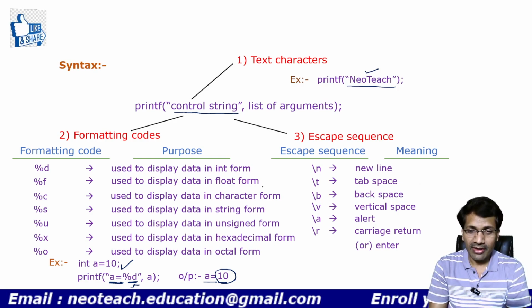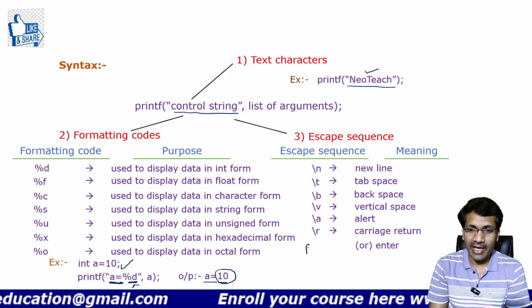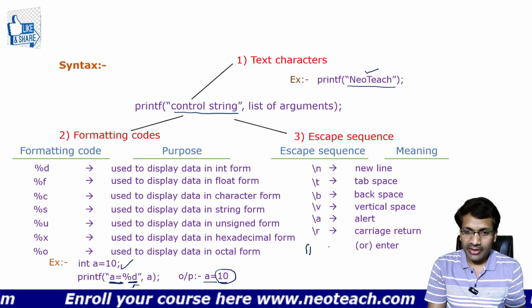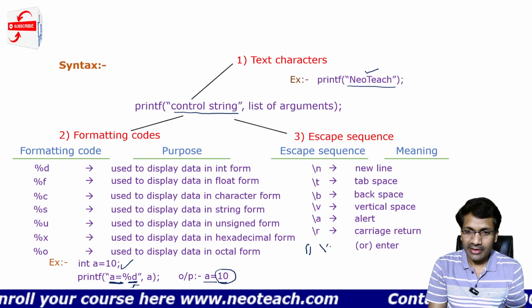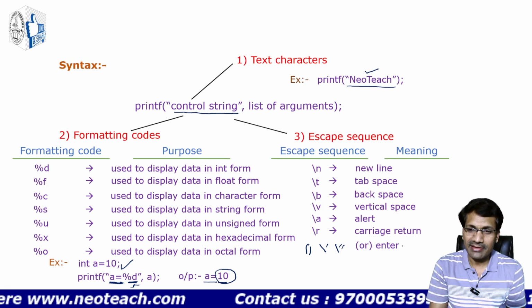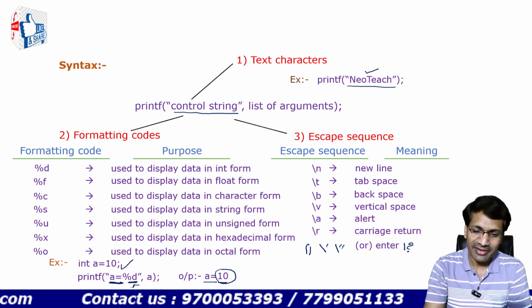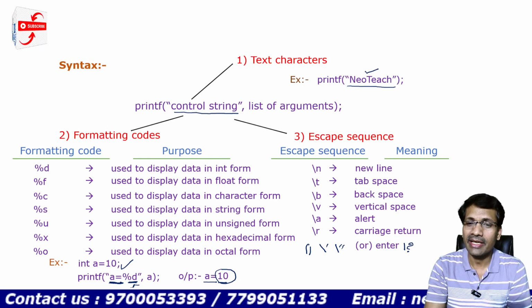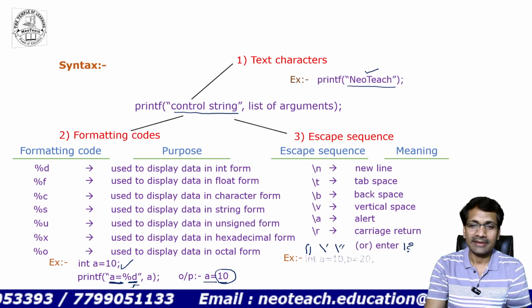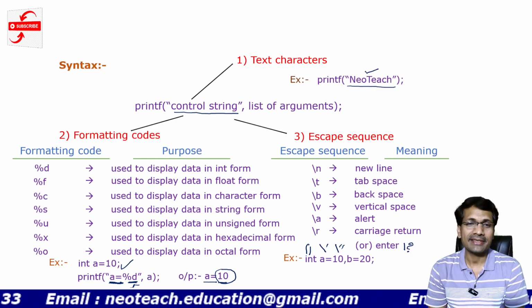Apart from this, we can also write backslash, which provides a backslash, and somewhere if you want a backslash single quote and backslash double quote, you can provide those, and backslash question mark also. Such backslashes we can also use. Let me give one example for this. I am taking integer a equal to 10 and b equal to 20.